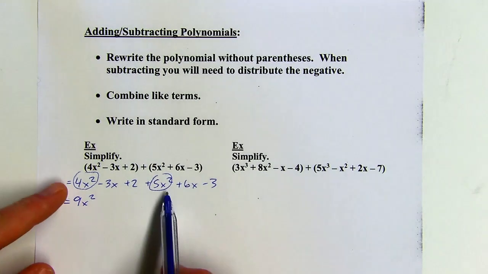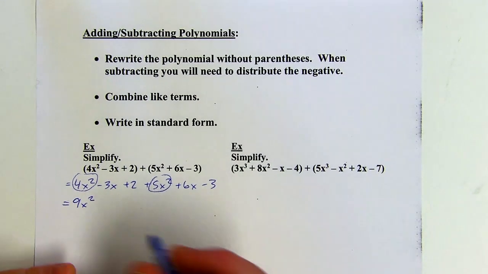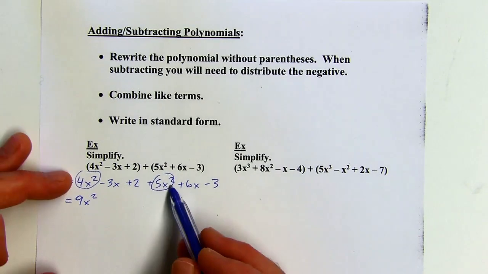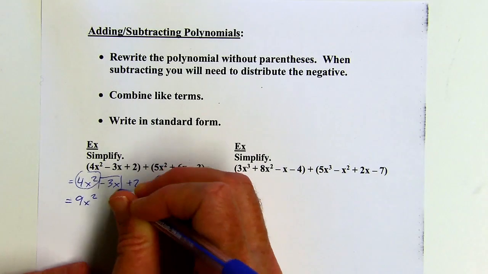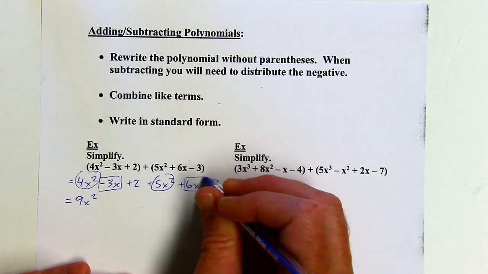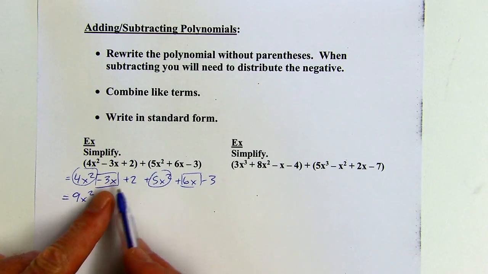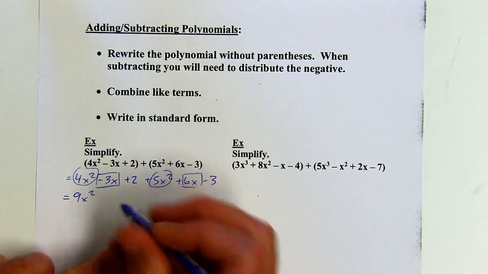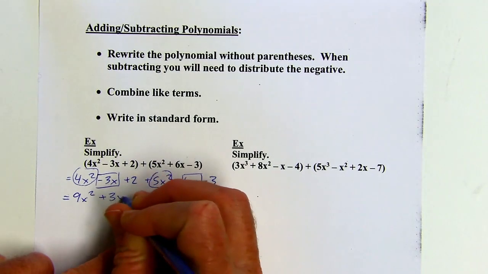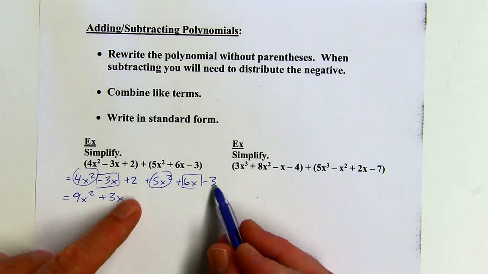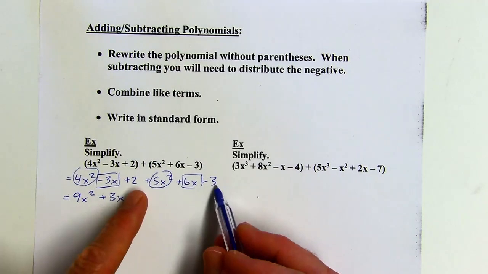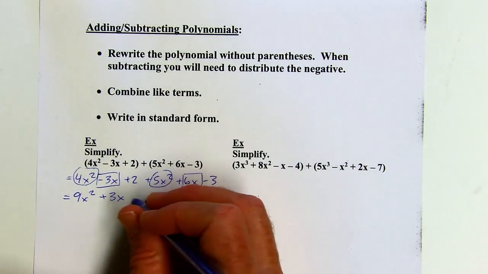And so I went with the highest degree terms first. I've got second degree terms. Let's look for first degree terms. I'm going to put a box around these just to group them. So those are like terms. I can do negative 3x plus 6x. Well, negative 3 plus 6 is positive 3, so this would be positive 3x. Okay, and then the 2 and the negative 3 also combine. So 2 minus 3 is negative 1.